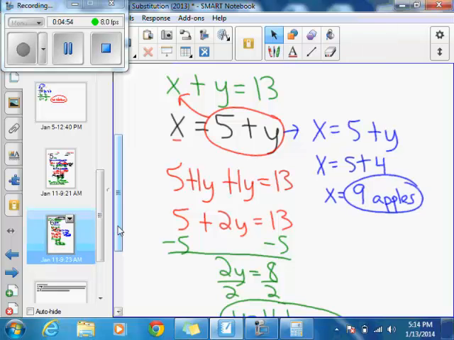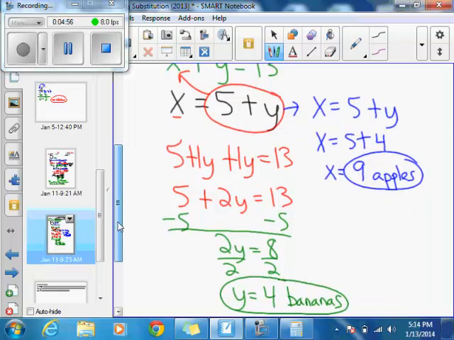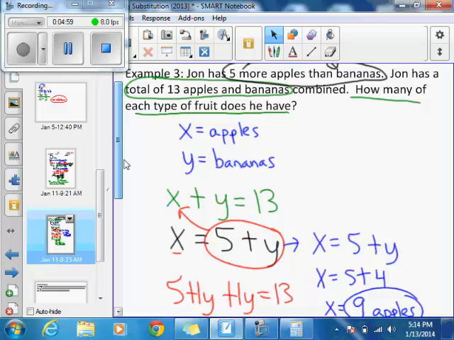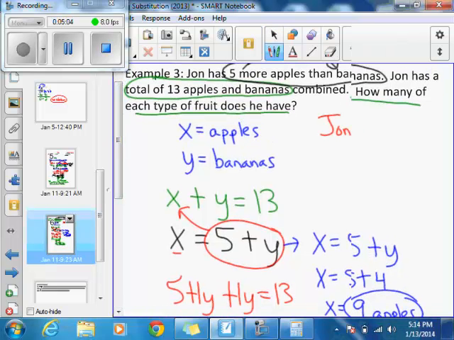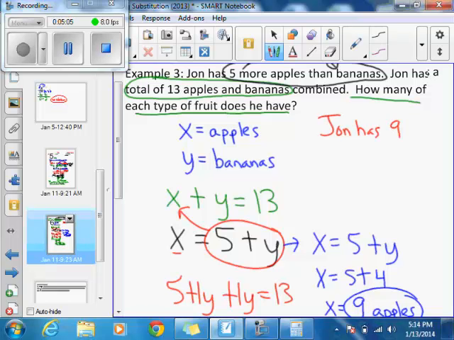Okay, so let's write a good sentence about that. If I have 9 apples, 4 bananas, we're talking about John. So we would say John has 9 apples and 4 bananas.